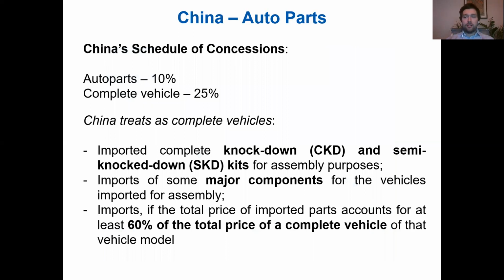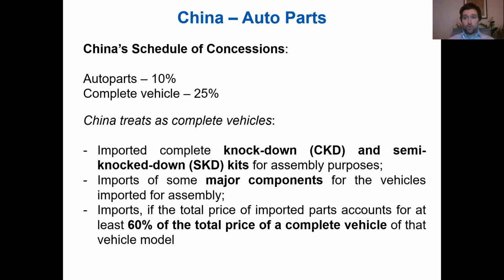Then what are the other things? Well, the imports of some major components in certain combination would also qualify for the complete car. Clearly the engine, some of the other major crucial elements, and then imports which would actually in price be totaling to 60% and more of the total price of a complete vehicle, would also be considered by China to be matters of complete vehicle importation.